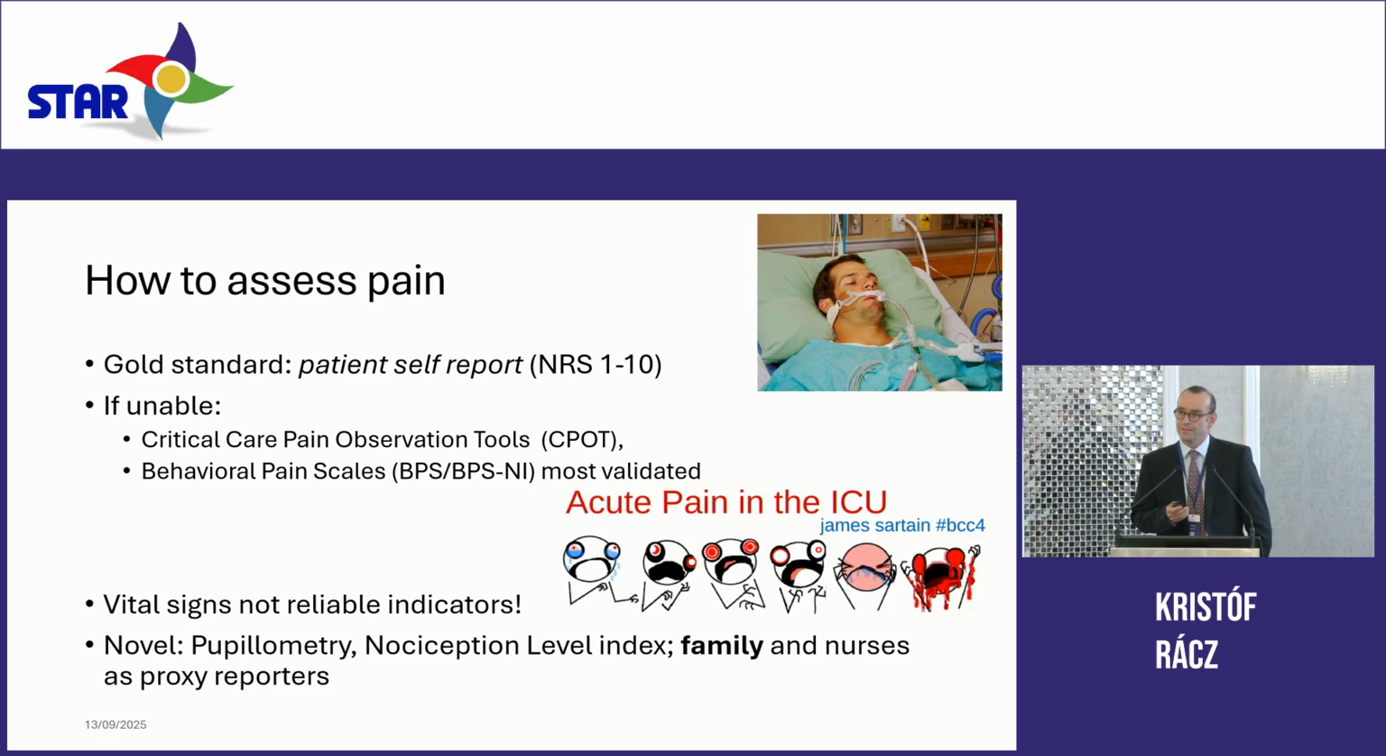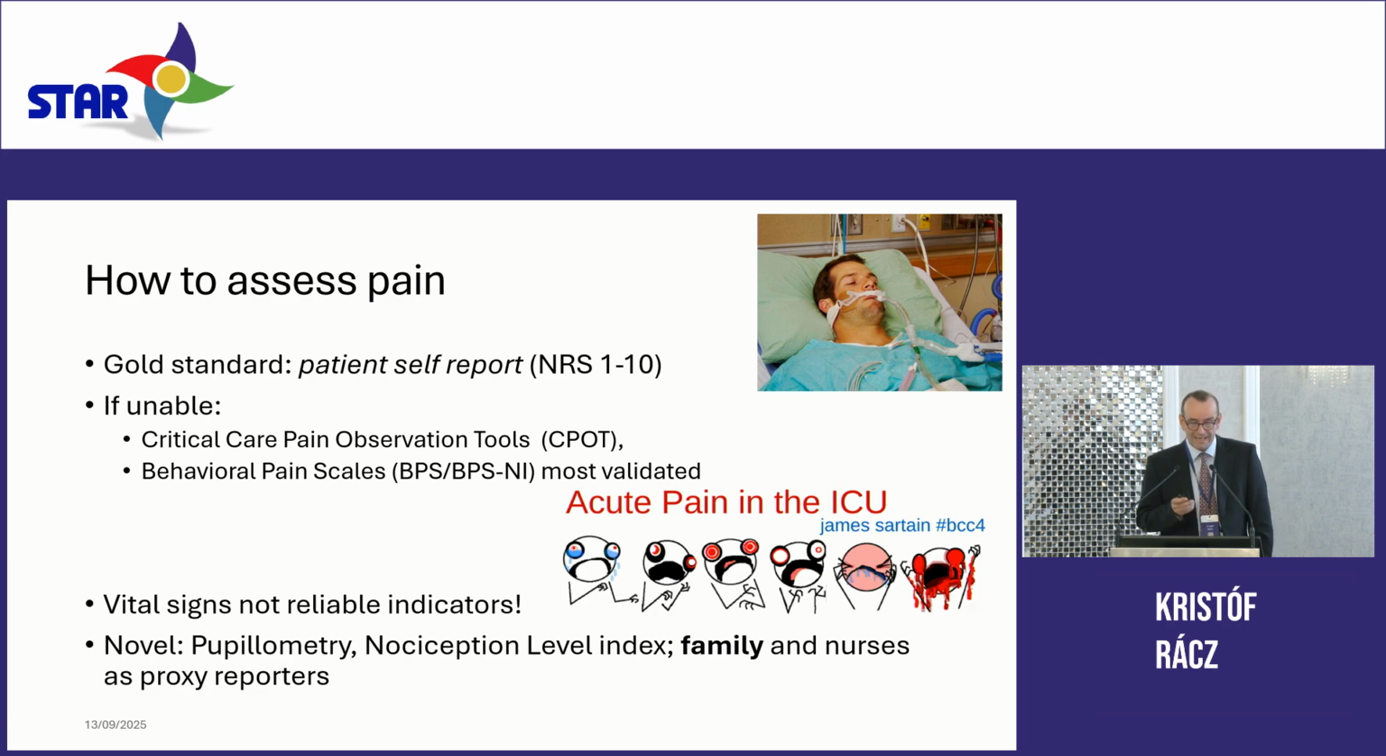So how do we assess pain on the ICU? The gold standard is the patient self-report. We can ask the patient to grade the pain from 1 to 10 on the numeric rating scale, but many of the patients are unable to do that, so we can use validated tools, the Critical Care Pain Observation Tool and the Behavioral Pain Scale. As you can see in the little drawings, facial expression, movement of the upper extremities or other movements, muscle tone, and tolerance of the ventilation are the parameters we are trying to see and assess to grade those patients' pain.